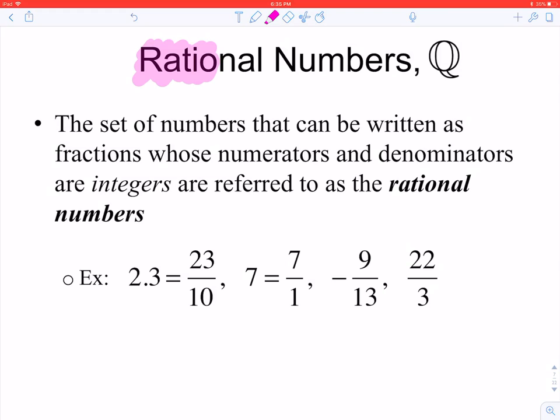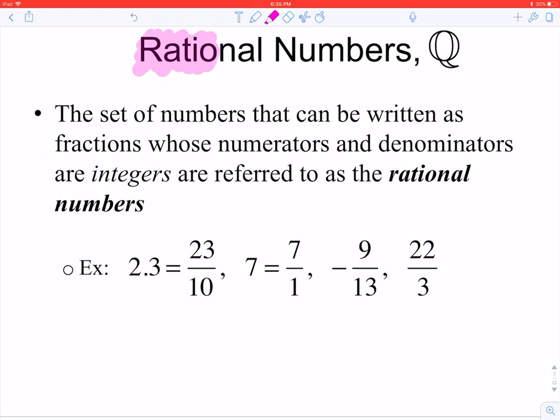Now, not every, you don't always see a rational number represented as a fraction necessarily. Sometimes you'll see them represented as decimals, but those decimals that are rational numbers can actually be rewritten in fraction form. For example, 2.3, we can rewrite 2.3 as 23/10.